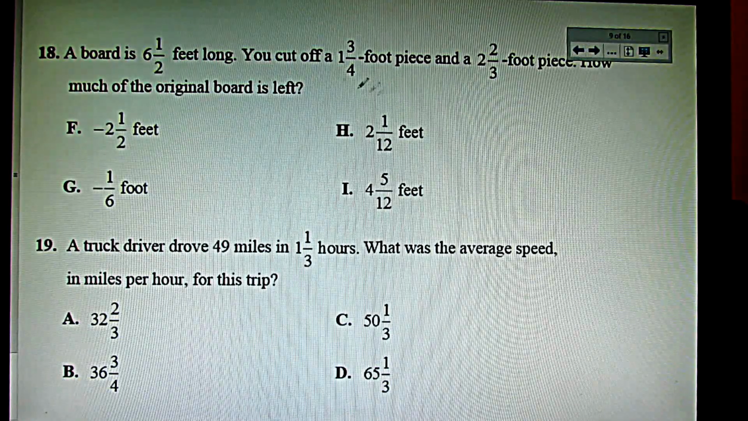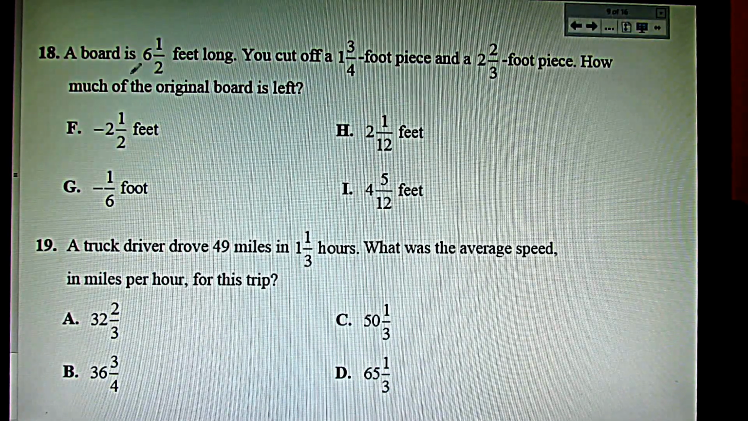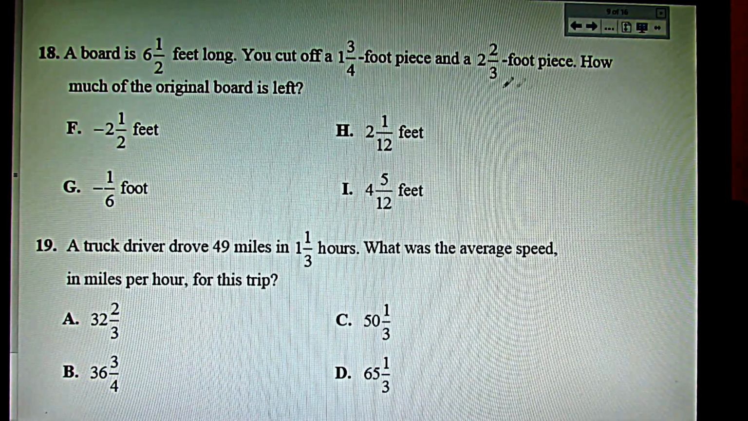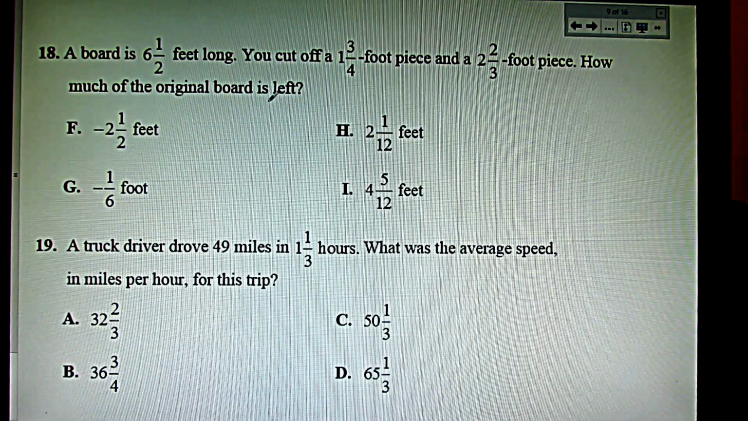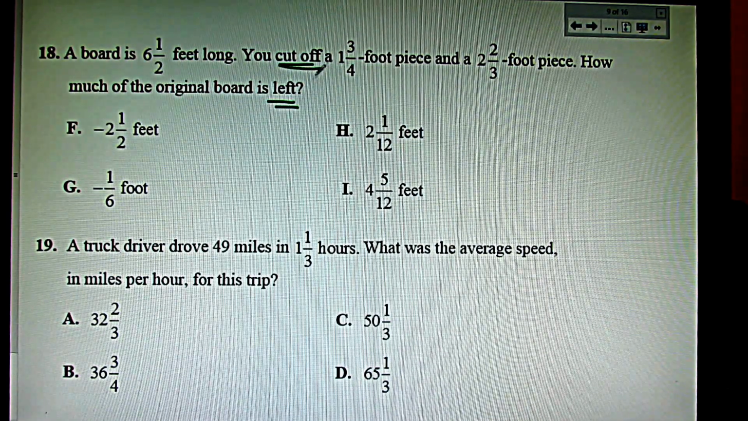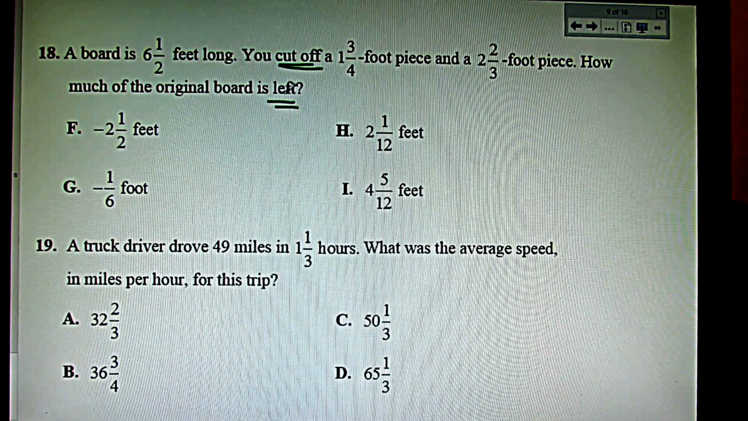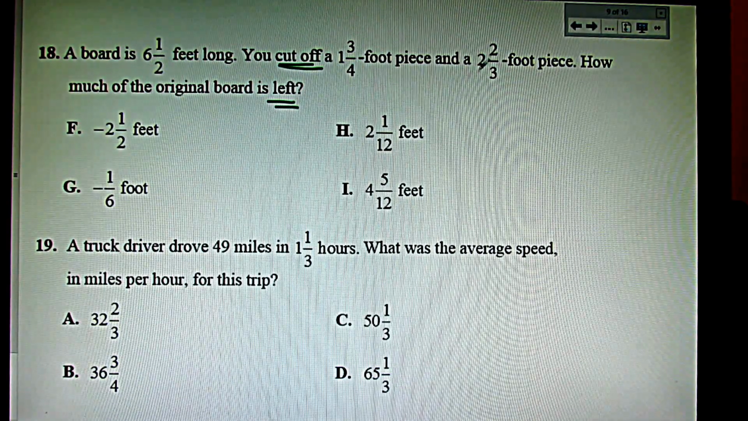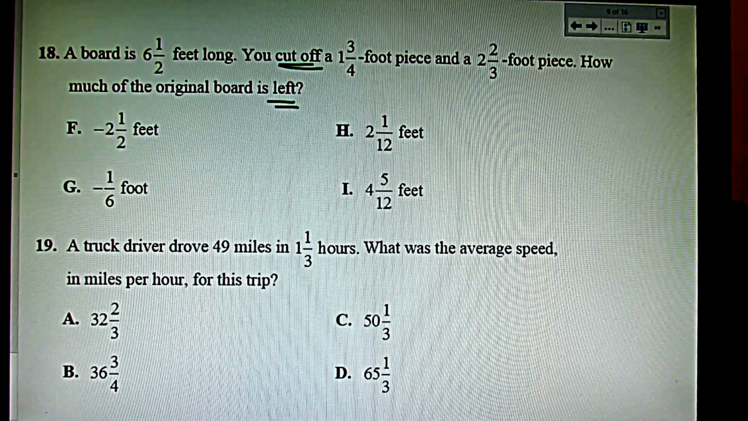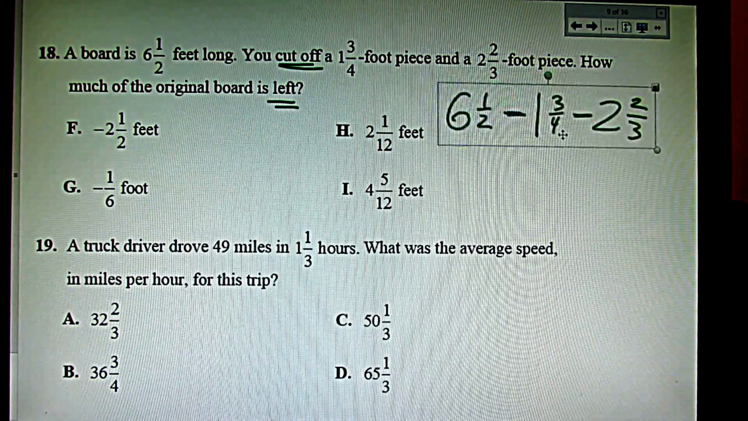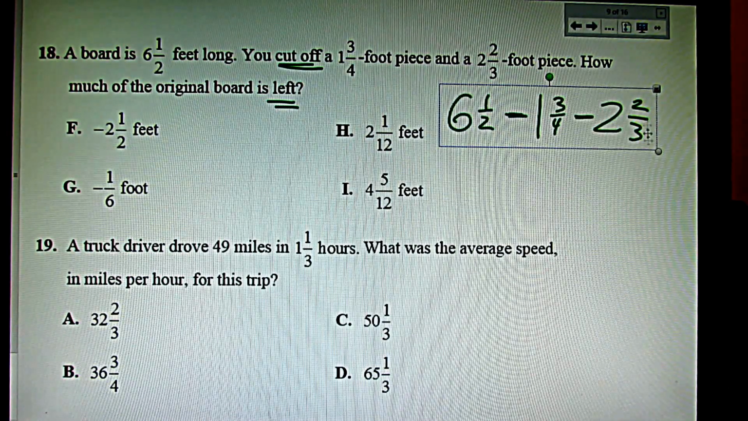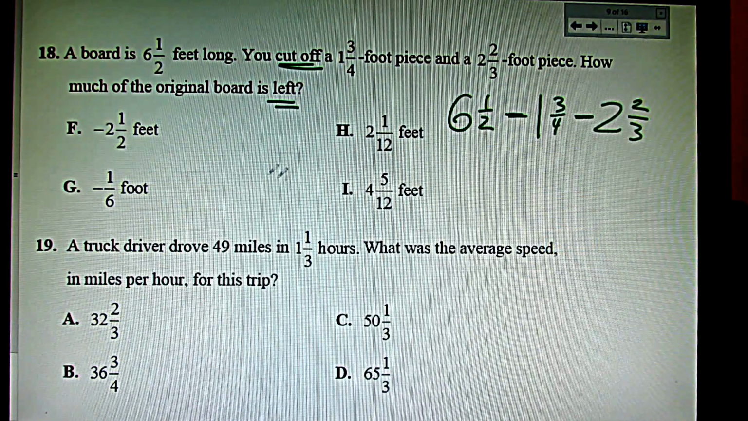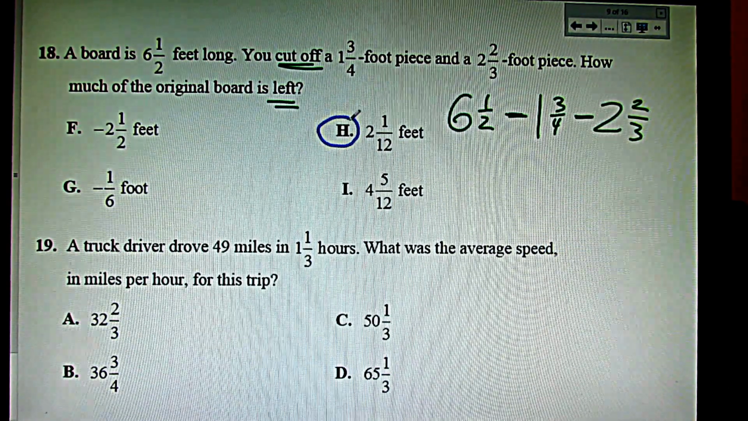All right, I'm back. Number 18. A board is 6.5 feet long. You cut off a 1 3/4 foot piece and a 2 2/3 foot piece. How much of the original board is left? A lot of clue words in here. They're all saying the same thing. Cut off, left, that's subtract. All right, so I have my original board and then I cut off these two pieces. So I'm just going to write that as one big subtraction problem. 6.5 minus 1 3/4 minus 2 2/3. And again, going right to the calculator with this information, you are going to get 2 1/12, letter H.